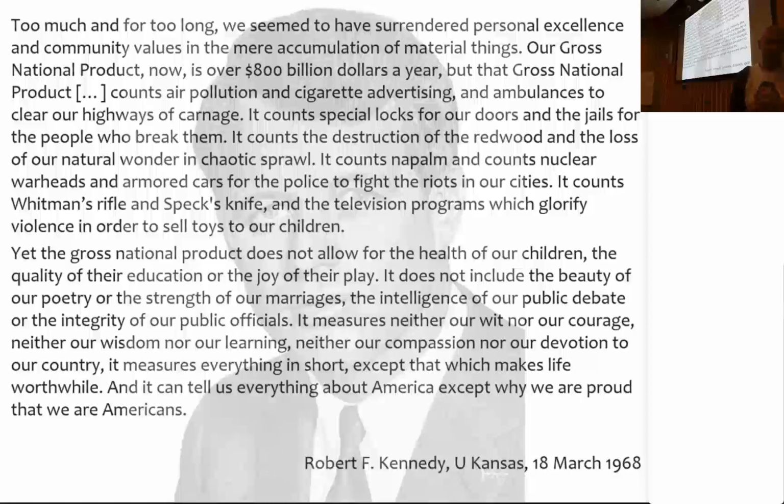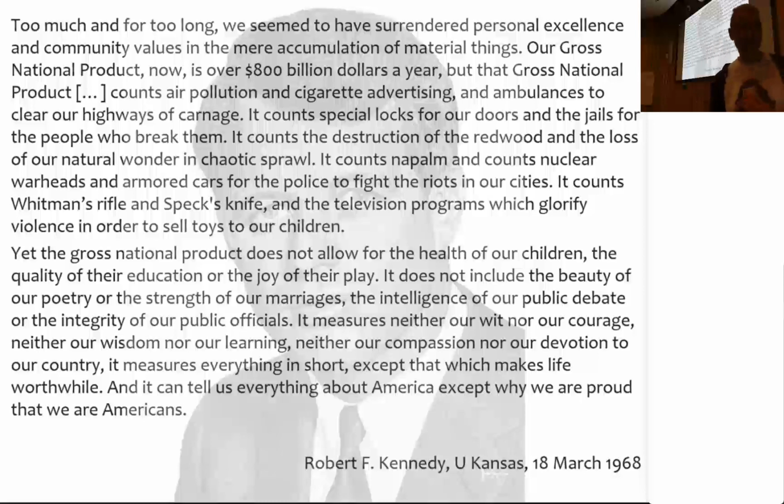Too much and for too long, we seem to have surrendered personal excellence and community values in the mere accumulation of material things. Our gross national product now is over $800 billion a year, but the gross national product counts air pollution and cigarette advertising and ambulances to clear our highways of carnage. It counts special locks on our doors and the jails for the people who break them. It counts the destruction of the redwood and the loss of our natural wonder in chaotic sprawl. It counts napalm, this was during the Vietnam War, and counts nuclear warheads and armored cars for the police to fight the riots in our cities. It counts Whitman's rifles and Speck's knife and the television program which glorify violence in order to sell toys to our children.